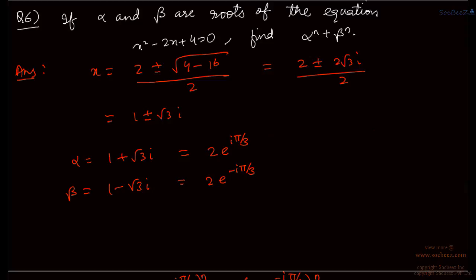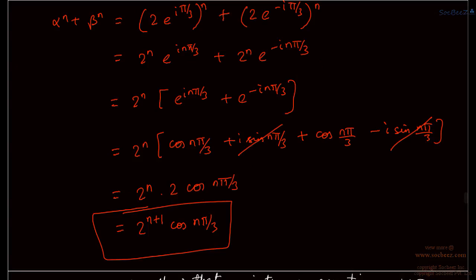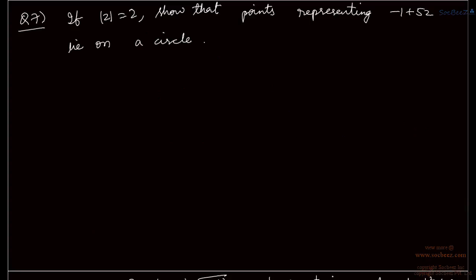We just have to find alpha and beta and use the Euler formula, and later De Moivre's theorem to simplify the expression, and we get 2 power n plus 1 into cos of n pi by 3. Right. Okay.